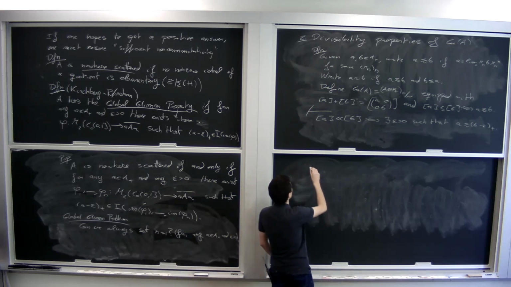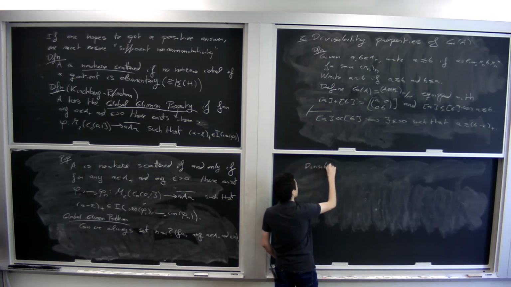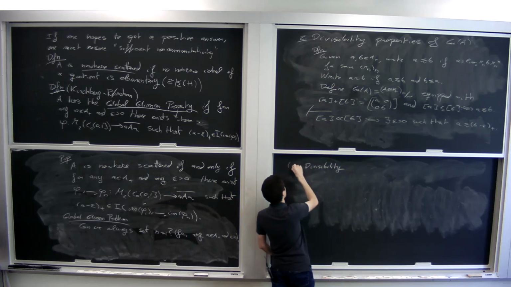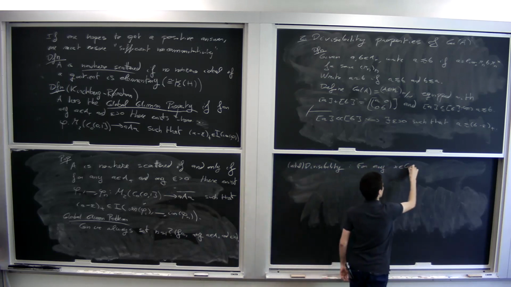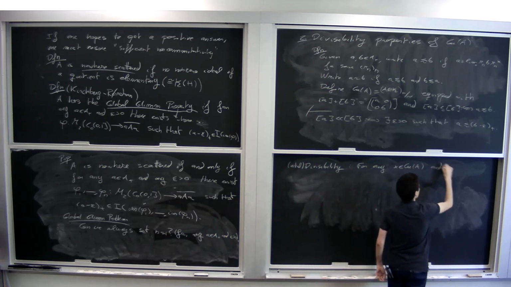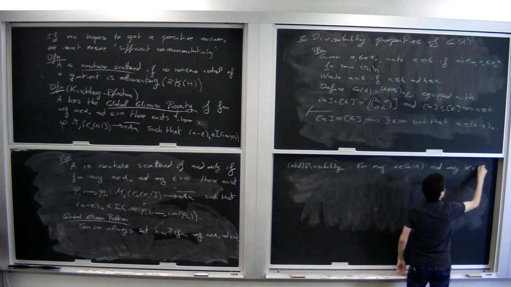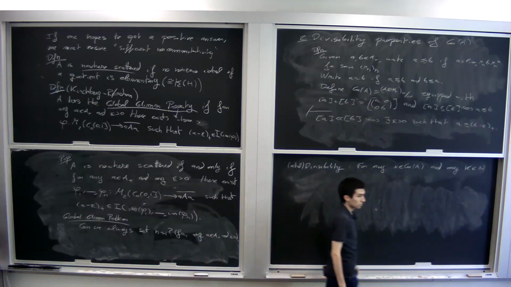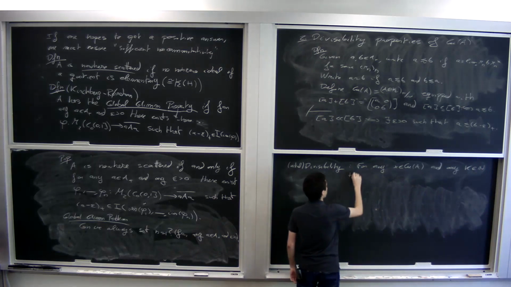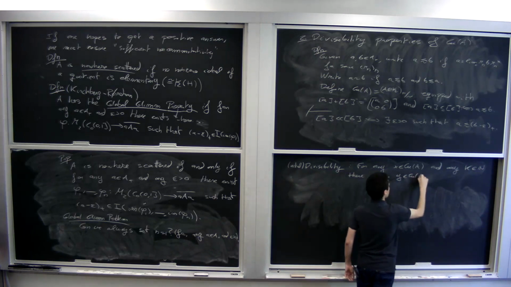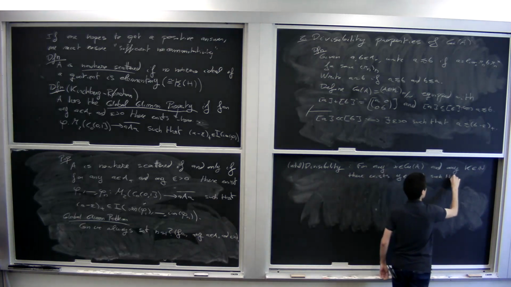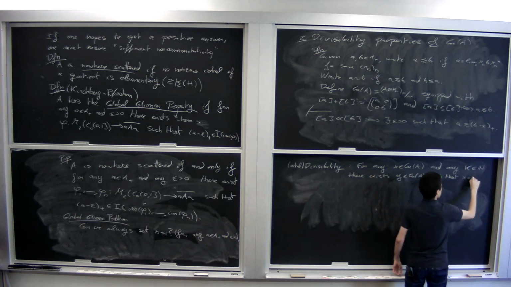Okay? So let's just say actual divisibility. So this would mean that for every element x in the Cuntz semigroup of A and any natural number k, you can divide x by k. So there exists y in Cu(A) such that x is k times y.